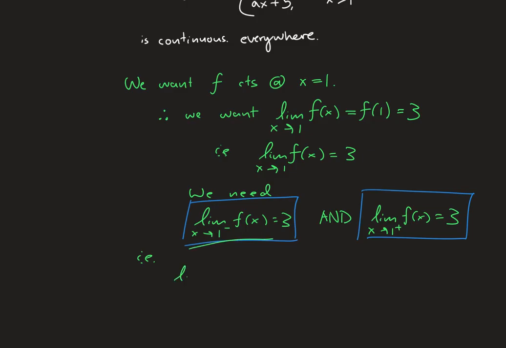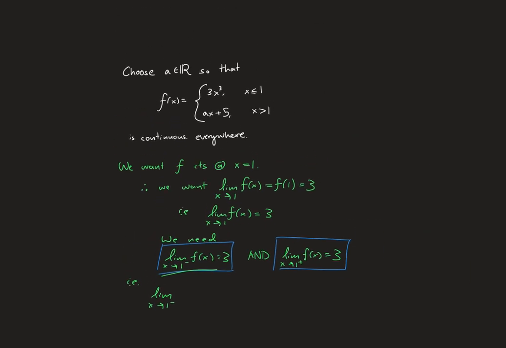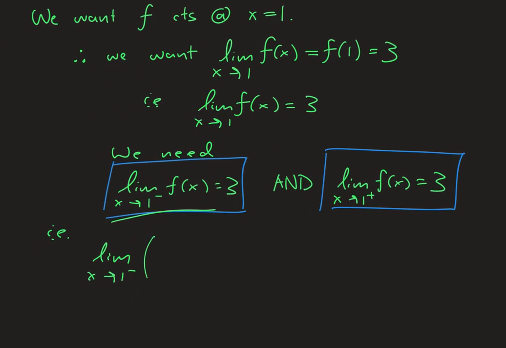But here's the thing. We want the limit as x approaches 1 from the left. If we are approaching 1 from the left, that means that x is less than 1. So x approaching 1 from the left means x is less than 1, which means that my function actually looks like this top part. So I can replace this function part with that 3x cubed, and we want that to equal 3.